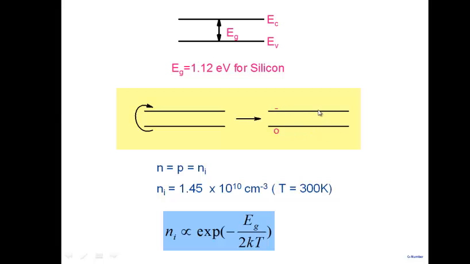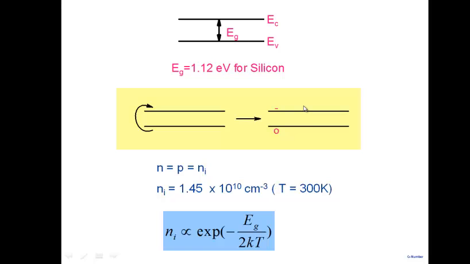Now the conduction band is mostly empty. There are only a few electrons that have come from the valence band, and when you apply a field, these electrons can move and can conduct current. So that's one source of current, which we call electrons in the conduction band.